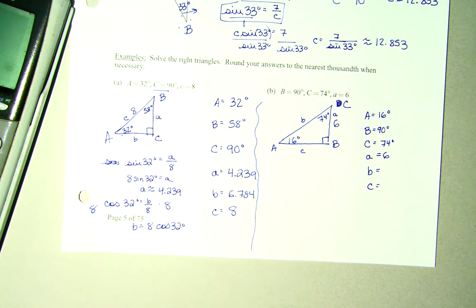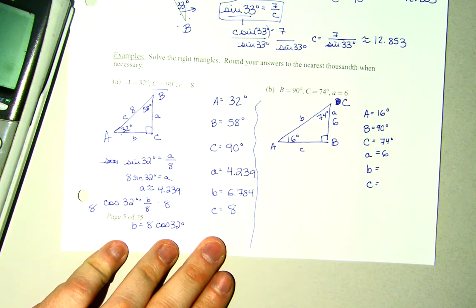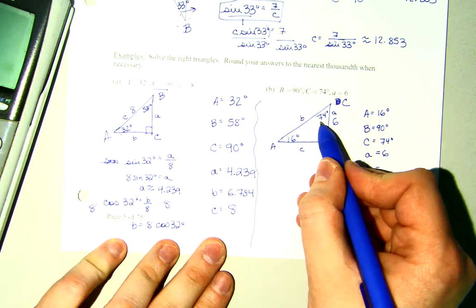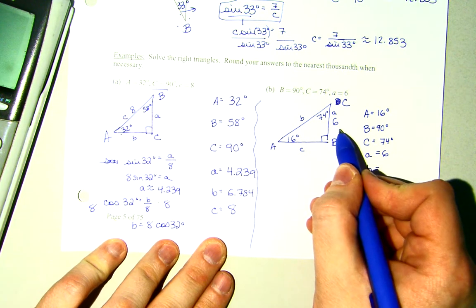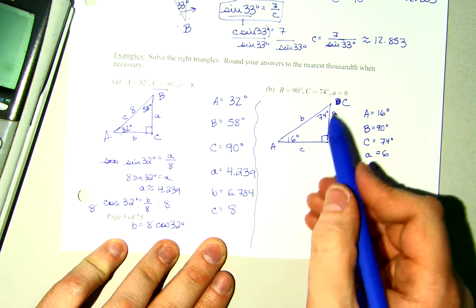So who has some thoughts on this one? Who can share something that they did? Anyone? Alyssa, what do you want to do? Little b, little b, or a little c? Okay. So if you're going to do that, what do you want to use? 16 or 74? Okay. What is 6? Adjacent, opposite, or hypotenuse? Okay. What's b?